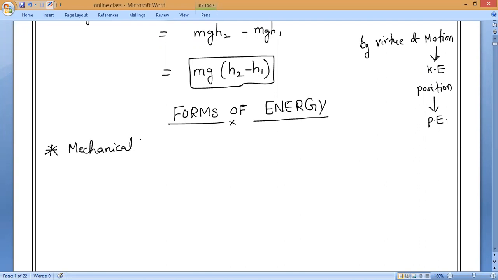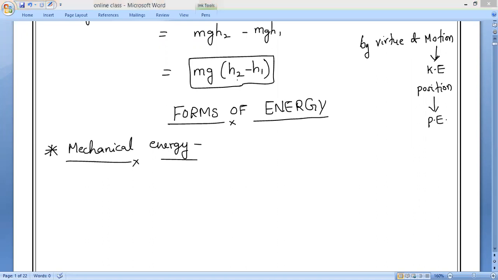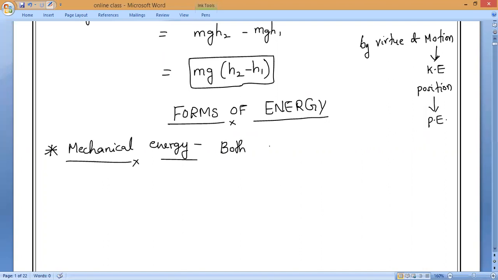Definitions are important, as this can be a question. So what do you mean by mechanical energy? You tell me whatever you know, and from that I will give the definition. Both kinetic energy and potential energy together, what do we call it? We call it mechanical energy.